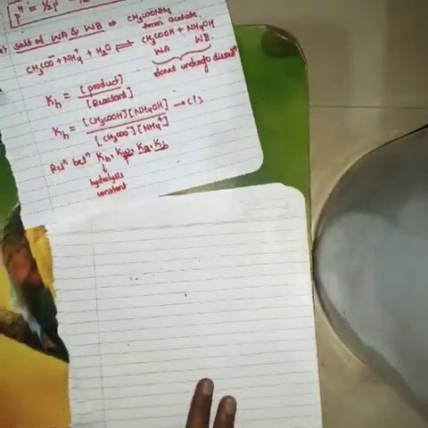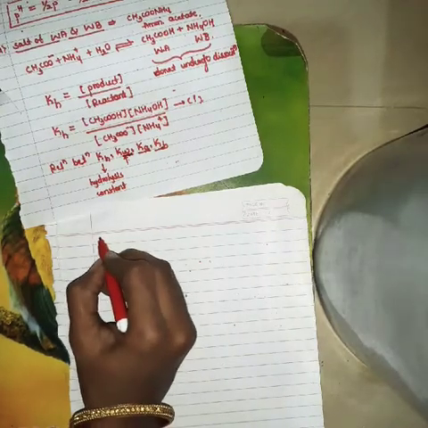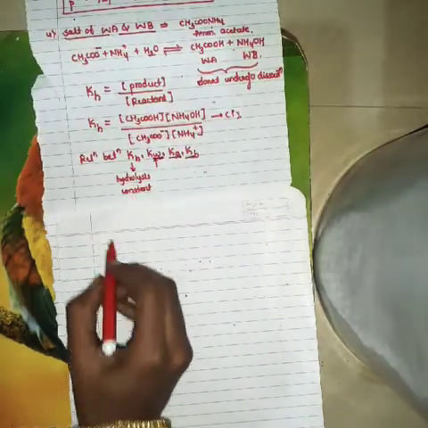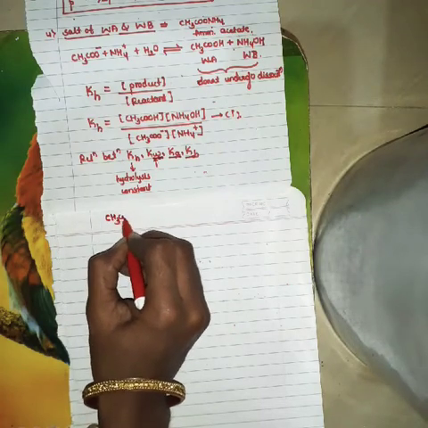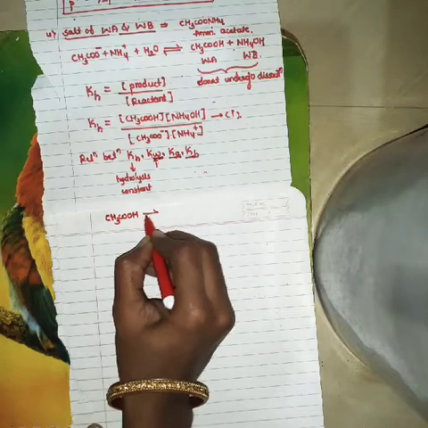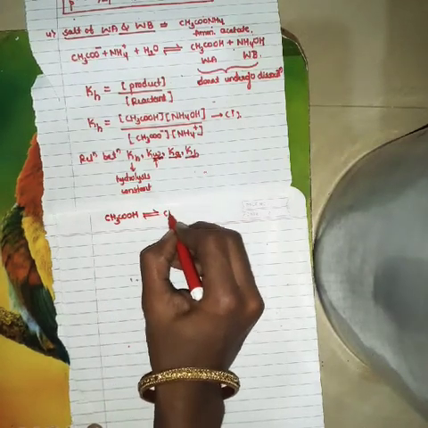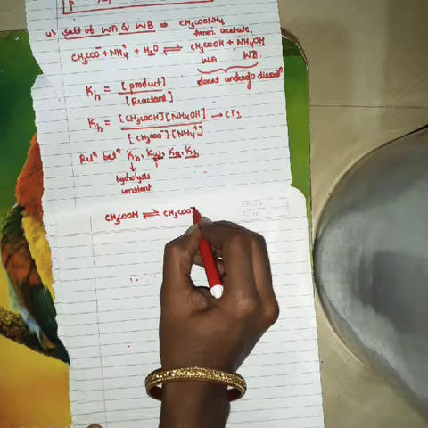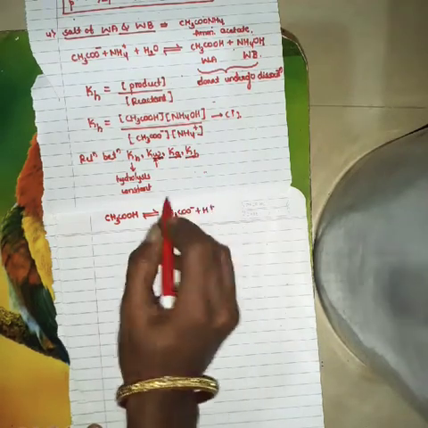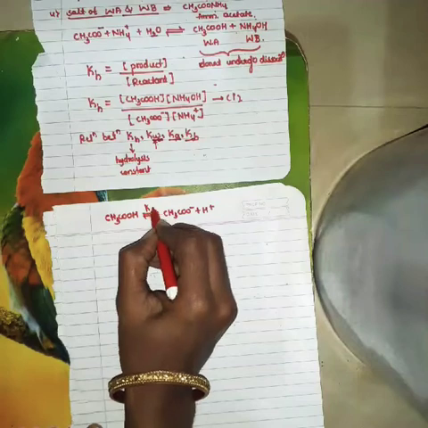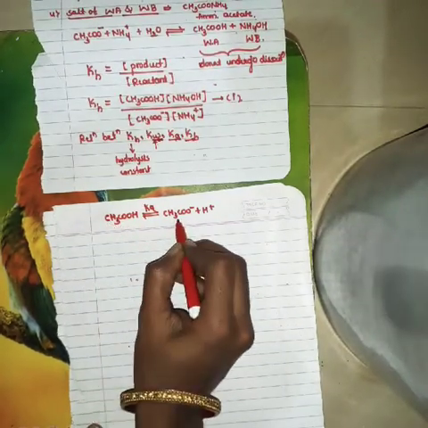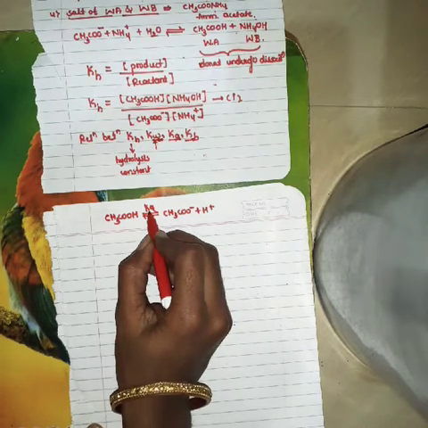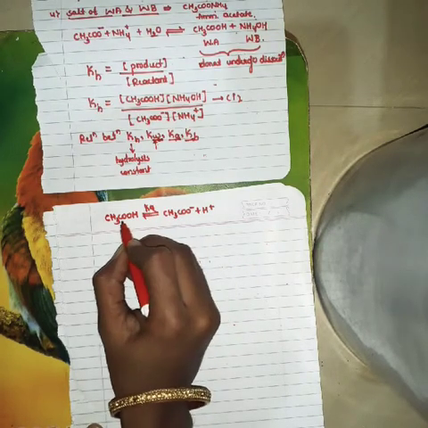For calculating the relationship, consider some equilibrium reactions. Consider CH3COOH undergoing dissociation. It will form CH3COO minus plus H plus. This is Ka because acid will undergo dissociation. Therefore, it is called the rate constant of acid or dissociation constant of acid.